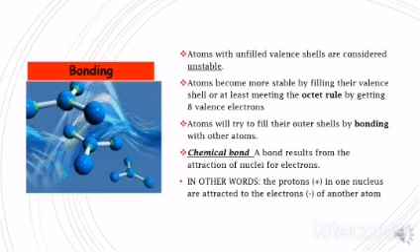First, let's talk in general about bonding. Atoms with unfilled valence shells are considered unstable.